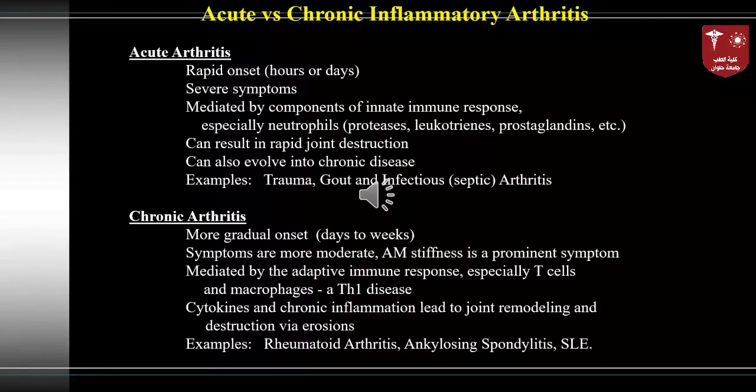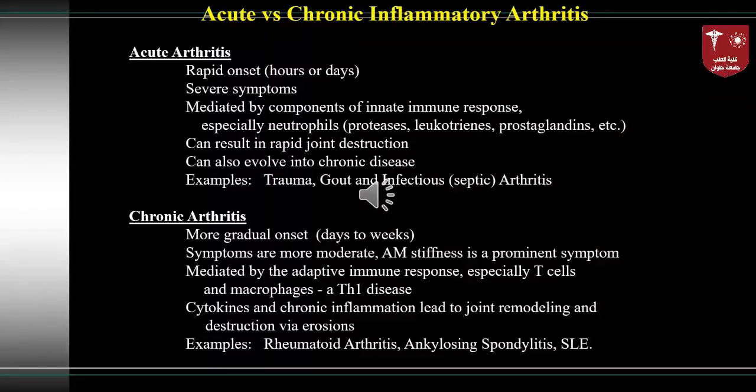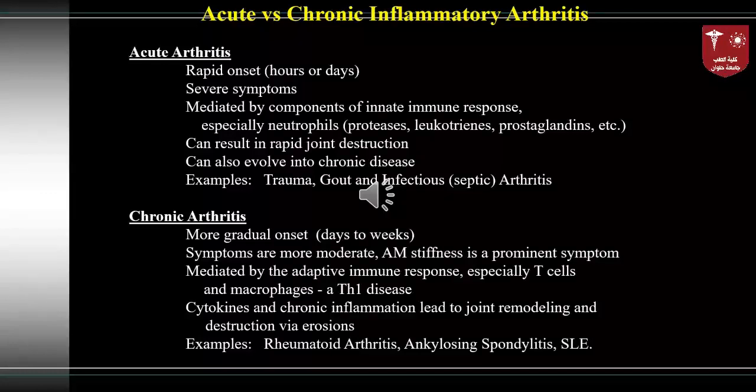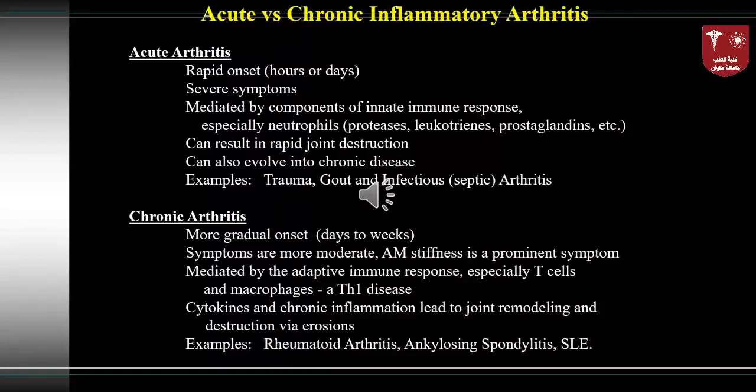And the second point, I would like to stress that chronic arthritis usually comes in cases of inflammatory arthritis, and it is associated with rheumatoid arthritis, ankylosing spondylitis, and systemic lupus erythematosus. So again, this slide summarizes the causes of acute and chronic inflammatory arthritis.